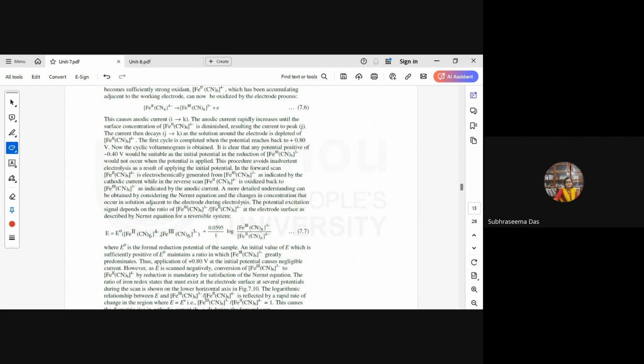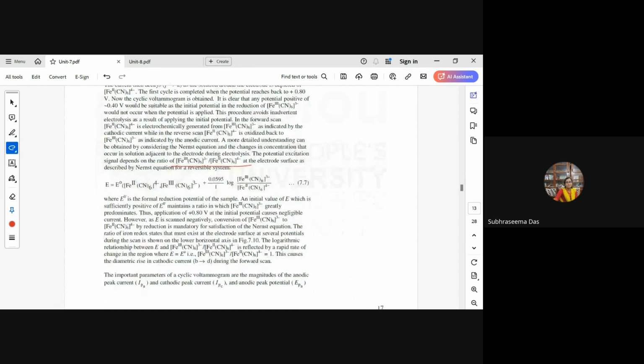Now, applying the Nernst equation, the potential excitation depends on the ratio of the converting species at the electrode surface. This is the whole Nernst equation applied for the cyclic voltammetry of potassium ferrocyanide in KNO3, and this equation is applied.